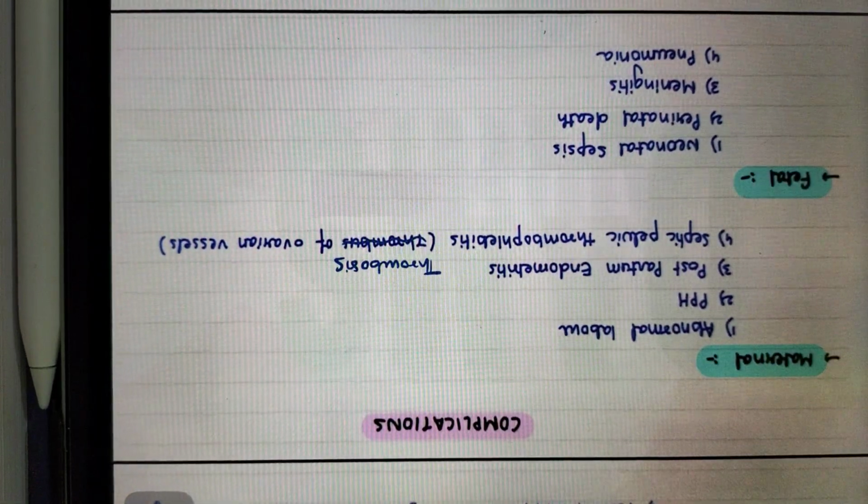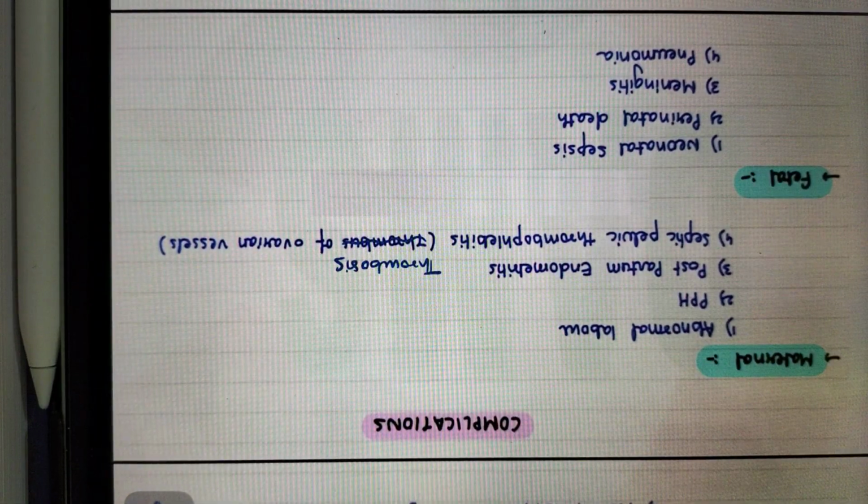Now, complications: maternal and fetal. Maternal complications are abnormal labor, postpartum hemorrhage, postpartum endometritis, septic pelvic thrombophlebitis, that is thrombosis of ovarian vessels. Fetal complications are neonatal sepsis, perinatal death, meningitis, pneumonia.